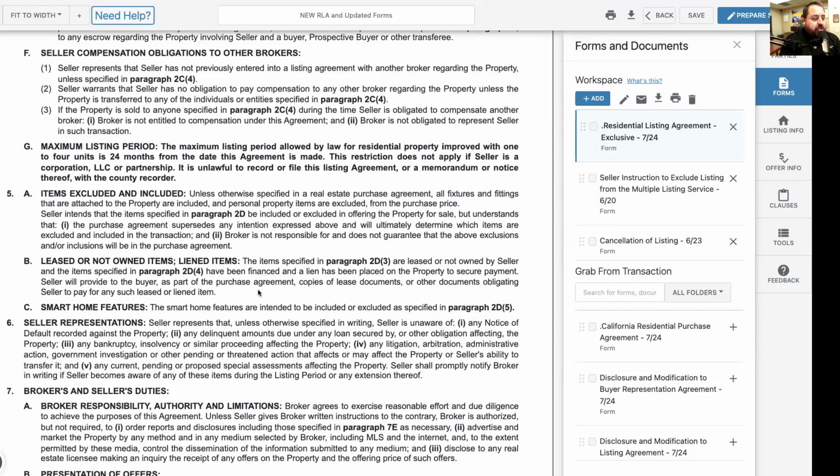Seller representations. Seller represents that unless otherwise specified, seller is unaware of any notices of default recorded against the property, any delinquent amounts due under any loan secured by or obligation affecting the property, any bankruptcy, insolvency, or similar proceeding affecting the property, any litigation, arbitration, administrative action, government investigation, or other pending or threatened action that affects or may affect the property or seller's ability to transfer it, and any current pending or proposed special assessments affecting the property. Seller shall promptly notify broker in writing if seller becomes aware of any of these items during the listing period.